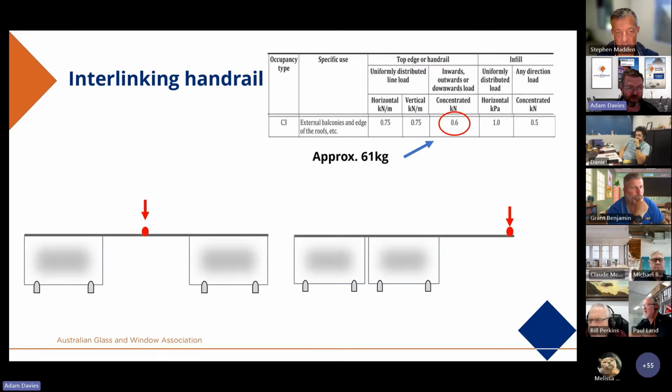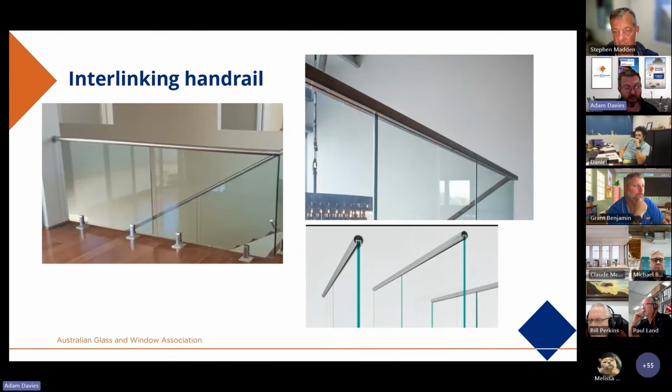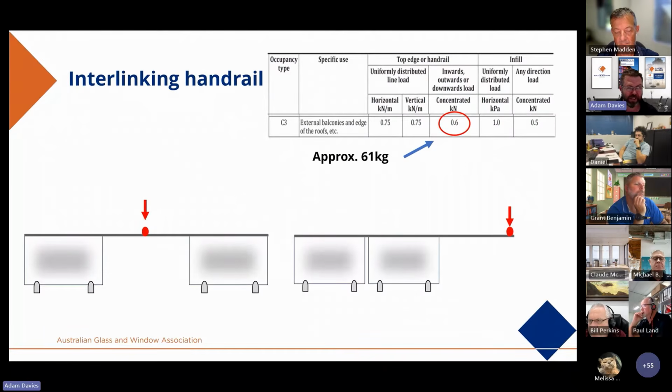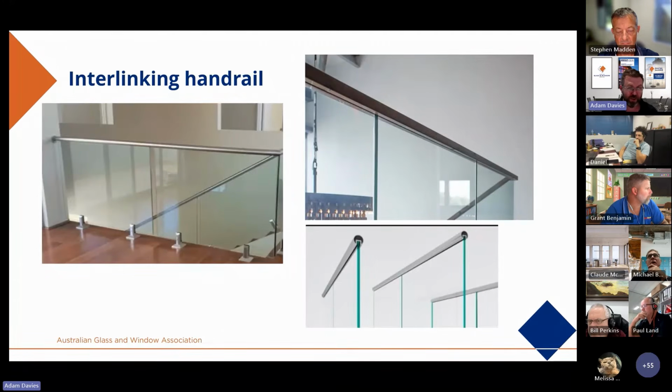Here's some examples of interlinking handrails that are probably a lot more substantial and would most likely survive the load nominations. Now, obviously, it would be dependent on the spans. If we go back here, depending on how big the gap is between the panels or how big the end panel is, that obviously would affect the performance of the handrail significantly. In some of these cases, these would survive various loads.